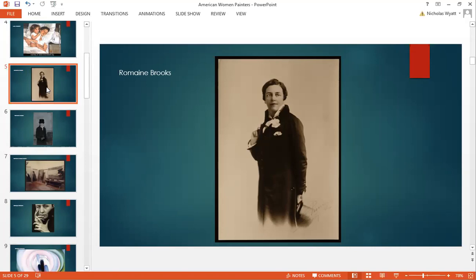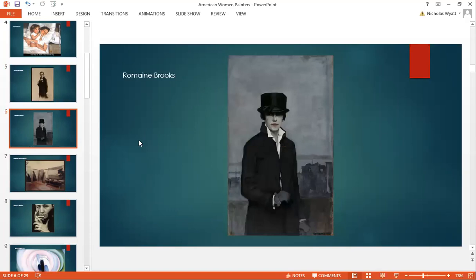And here is perhaps one of her best known paintings. It's a self-portrait, and she was a cross-dresser, and here she appears in male clothes with the hat. And again you can see the influence of James Abbott McNeill Whistler, who had such a profound influence on American artists working in Paris. And this is at the end of the 19th century, beginning of the 20th century.